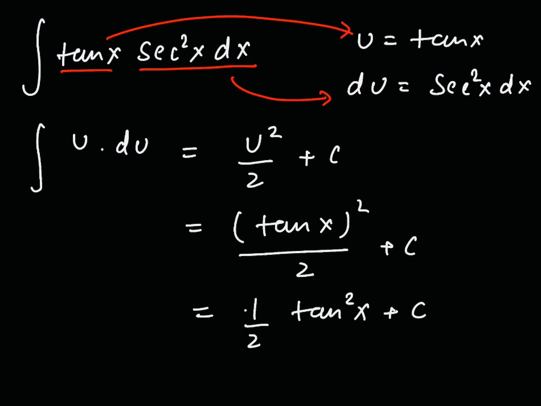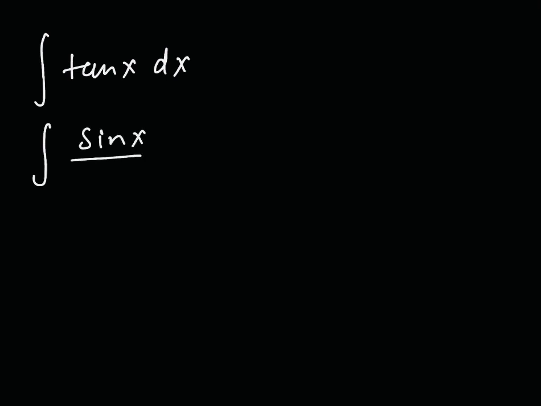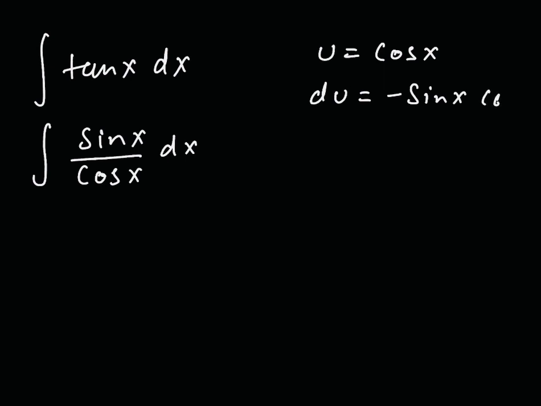Now we're going to solve the second one, which is the integral of tan x dx. First we're going to simplify this expression into sin x divided by cos x into dx. Now let's assume that the value of u equals cos x. So the derivative of u is going to be minus sin x dx, as the derivative of cos x is minus sin x.